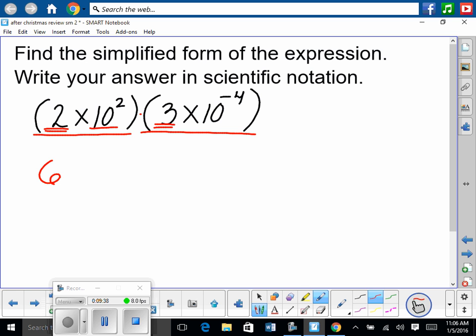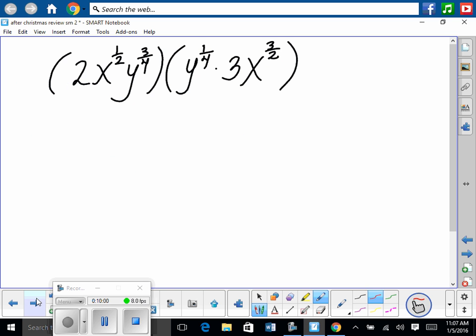And then don't we have the same base right here? And we're multiplying the same base, so we add our exponents. So we still are going to have a times 10. This is the only time I write my times sign like that. So we're going to have times 10 to the 2 plus -4, which is -2. Questions on that? So we're all good with scientific notation.